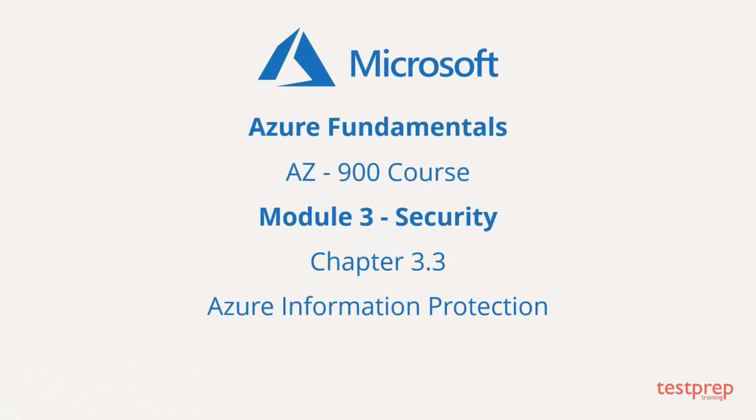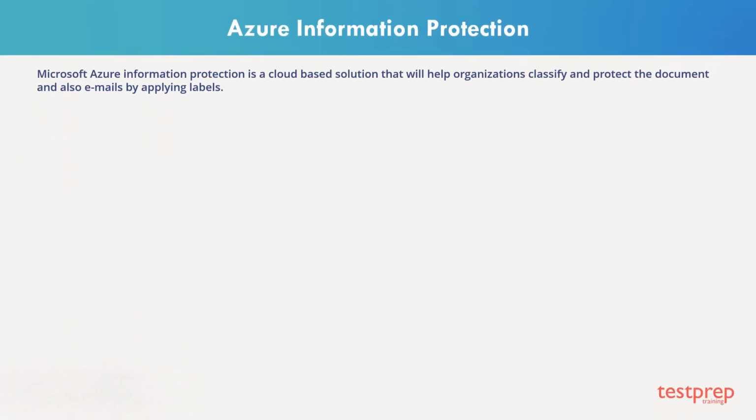Azure Information Protection. Microsoft Azure Information Protection is a cloud-based solution that will help organizations classify and protect documents and also emails by applying labels. Labels can be applied automatically, manually, or with a combination of both.